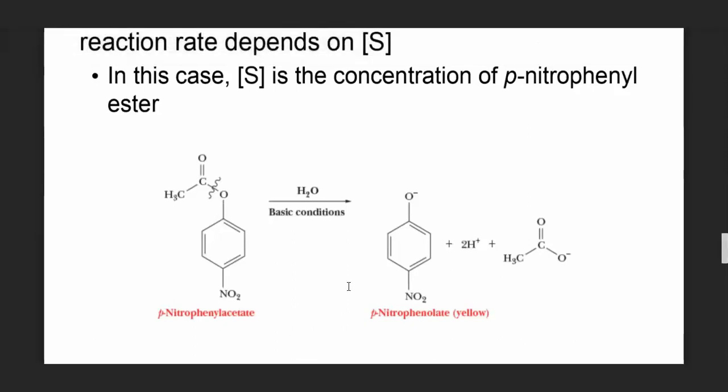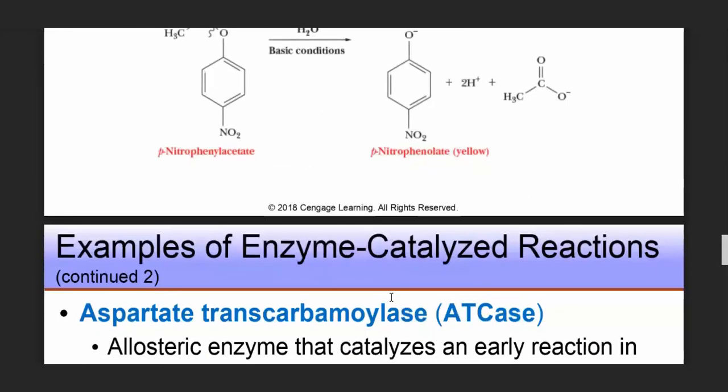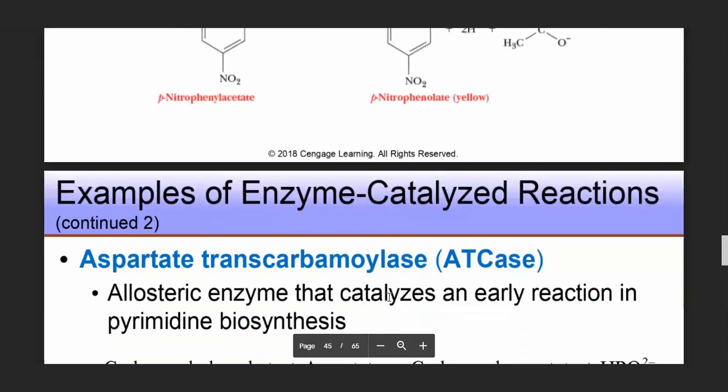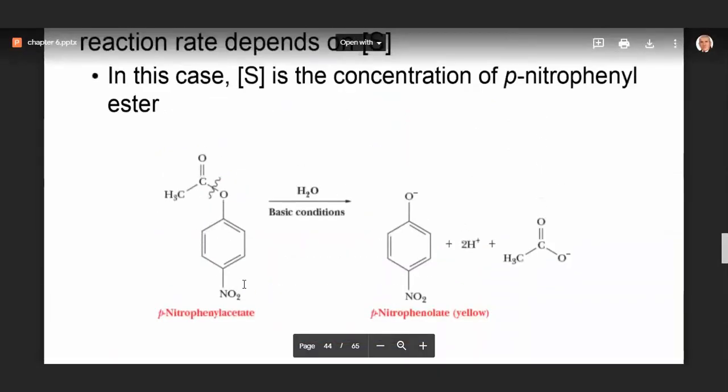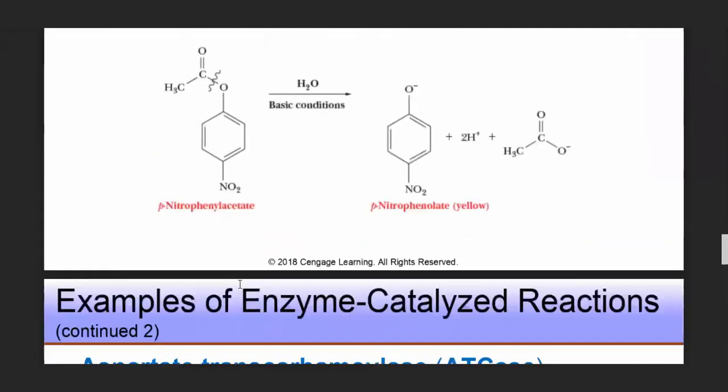Now, this para-nitrophenolate is yellow, so it can be followed by a spectrophotometer. So what they did now, when you plot, well, I will show you the plot in a little while.